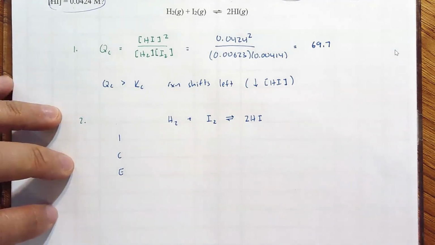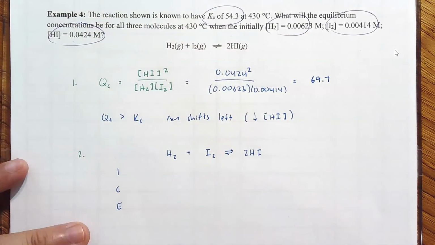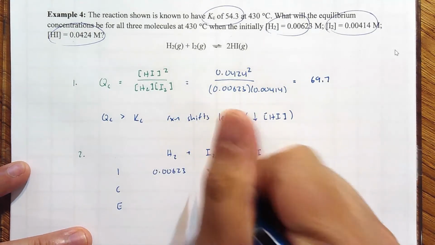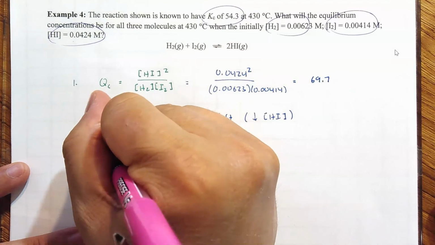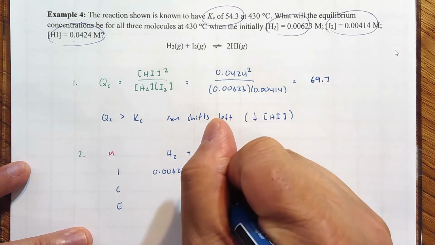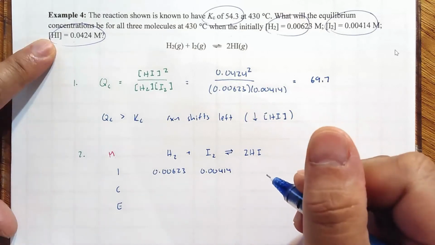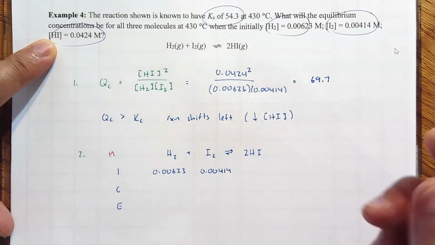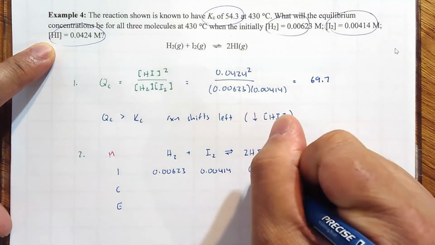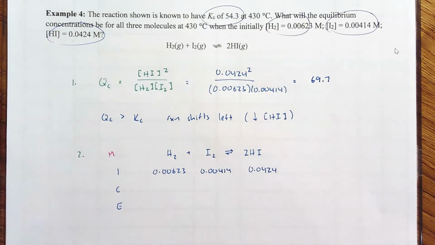Okay. The initials. There's a different number for each compound. 0.00623. And I'll give myself a reminder that for this ice table, everything is in molarity. I2, 0.00414, and this concentration is literally how much HI you have. Don't worry about the 2 just yet. 0.0424. Okay. The change. What did we say?